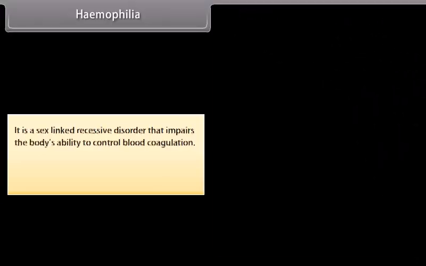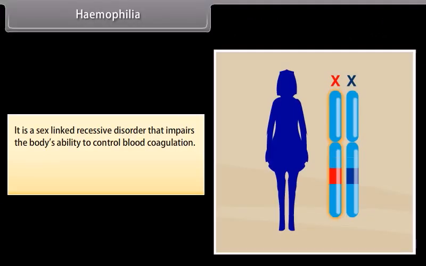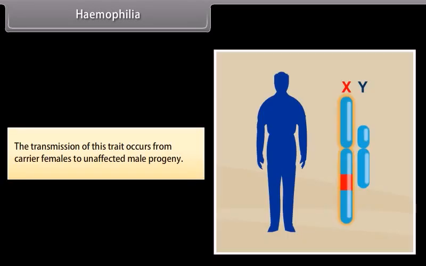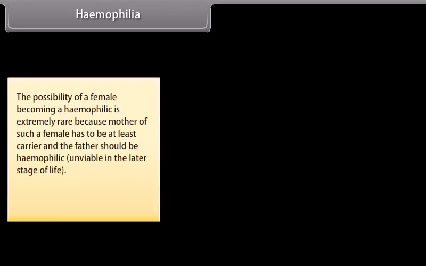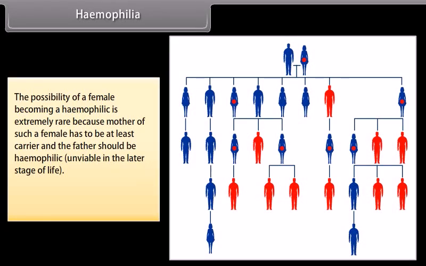Haemophilia. It is a sex-linked recessive disorder that impairs the body's ability to control blood coagulation. It is caused due to the deficiency of certain clotting factors. The transmission of this trait occurs from carrier females to unaffected male progeny. The possibility of a female becoming hemophilic is extremely rare because the mother of such a female has to be at least a carrier and the father should be hemophilic. The following chart shows the transmission of haemophilia.